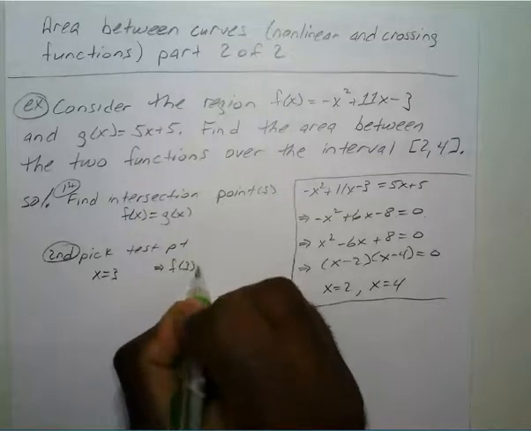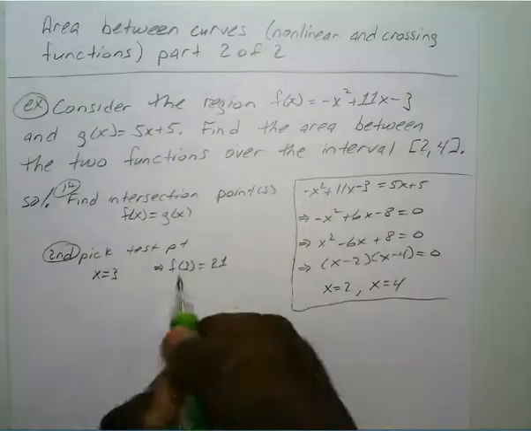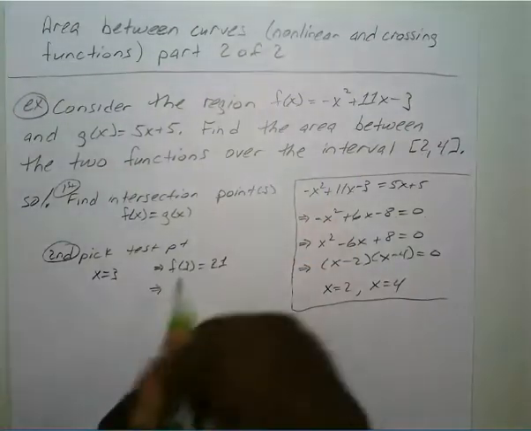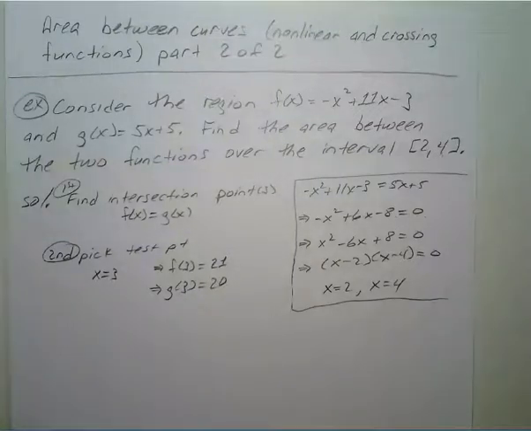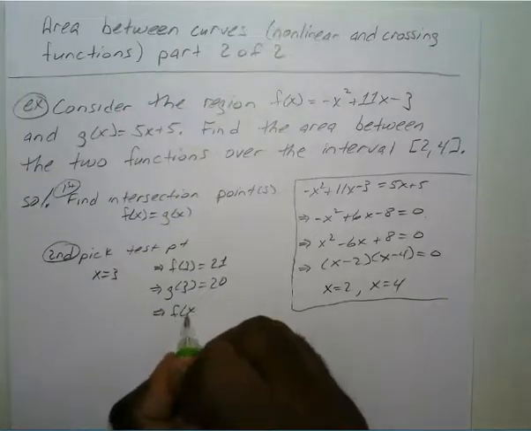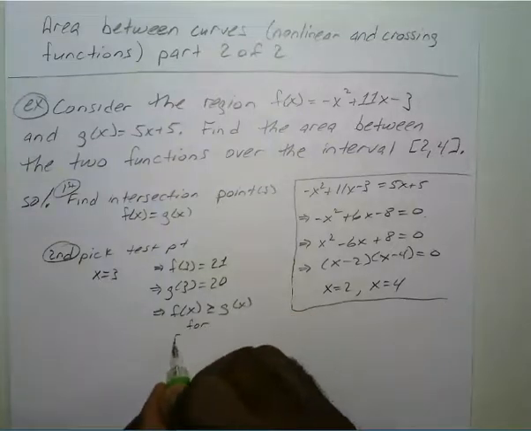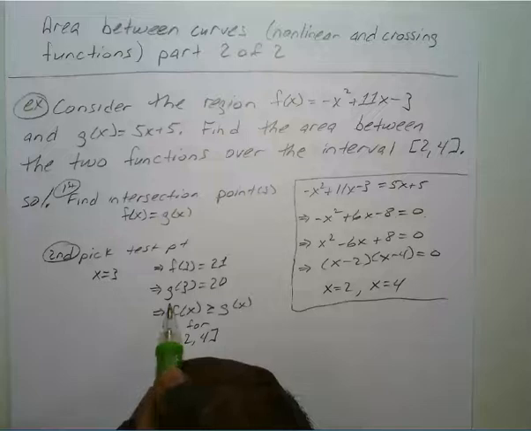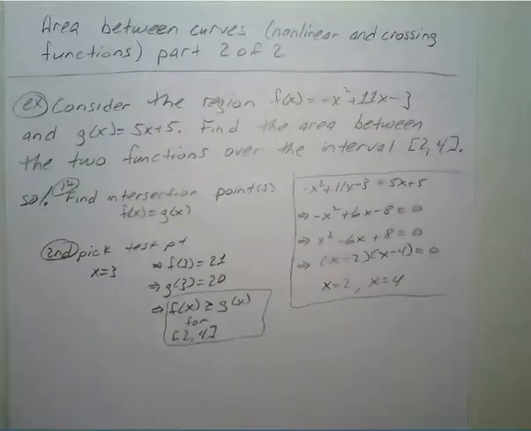So f of 3, you know that's equal to 21 if you plug in 3 for your x values. I'll let you do that if you don't believe me. And your g of 3 is equal to 20 when you plug in 3 for all of your x values. So we know that f of x is greater than or equal to g of x for the interval from 2 to 4. Again, that doesn't mean it's that way throughout the entire function, but just between that interval, this is true.